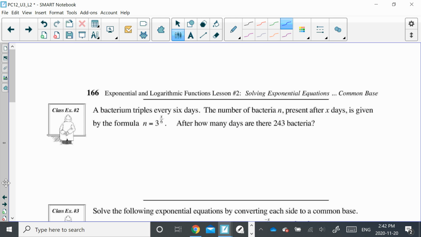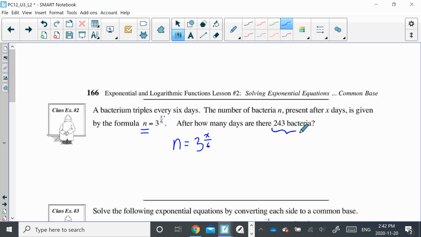Okay, a bacterium triples every 6 days. So we're going to start with 1 bacteria, then we're going to have 3 bacteria, and it's just going to keep tripling. The number of bacteria, N, present after x days is given by this formula here. So N is the number of bacteria, and x is the number of days. So let's write our formula down. N is equal to 3 to the power of x over 6. After how many days are there 243 bacteria?